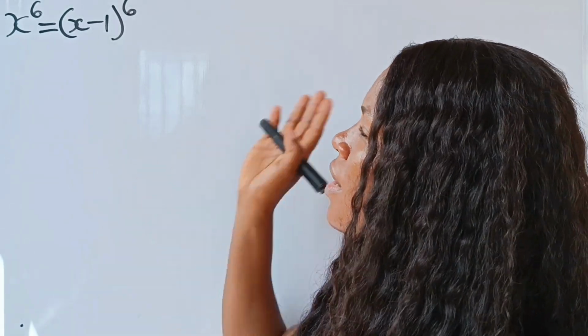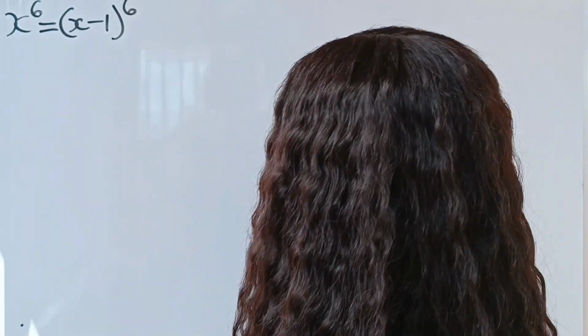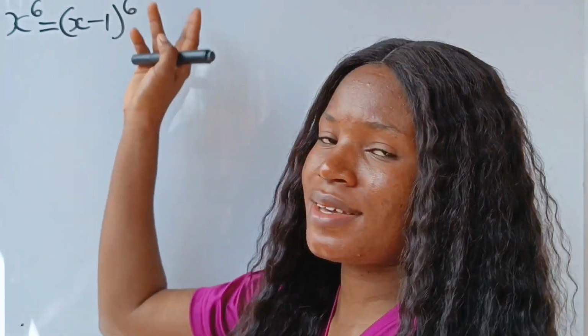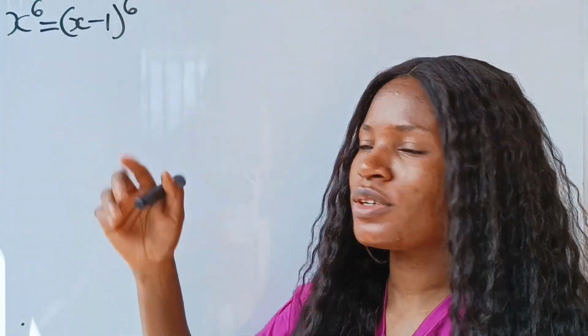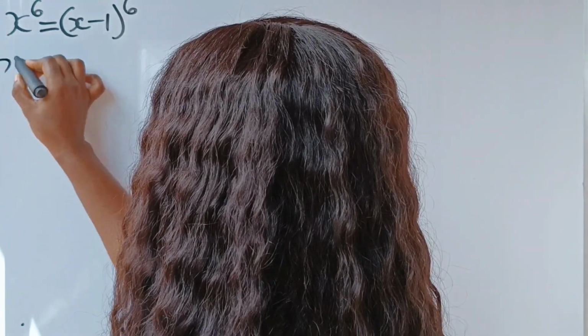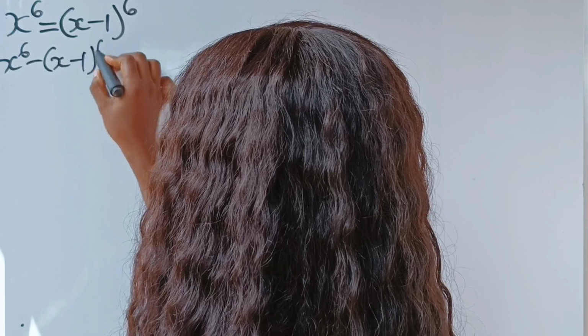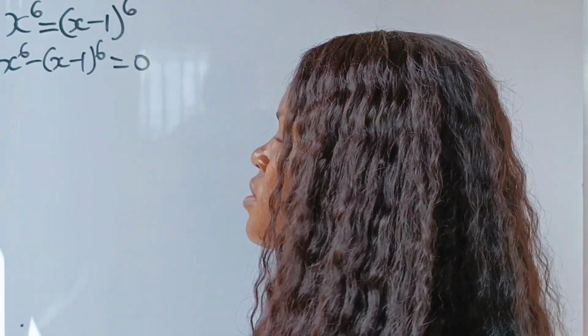Hi everyone, let's solve for the value of x. All right, the first thing we need to do here is bring this to the other side of the equation. If we do that, we are going to have x to the power of 6 minus (x minus 1) to the power of 6 is equal to 0.